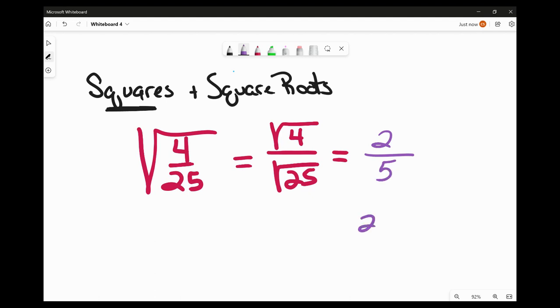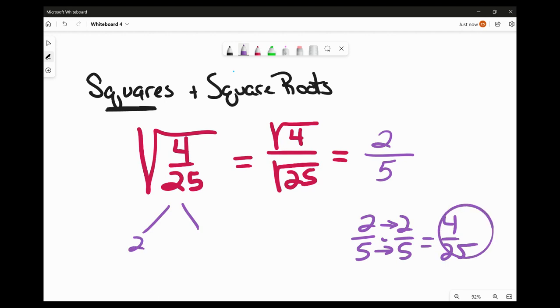And I just want to prove that down here. 2/5 times 2/5, right? If I do out that math, I'm going to get 4 over 25. Okay? So you can see if I want to find what number multiplied by itself gives me 4 over 25, that would be 2/5. 2/5 times 2/5 gives me 4 over 25. And that's what we're trying to do when we find square root. So let's look at another example.